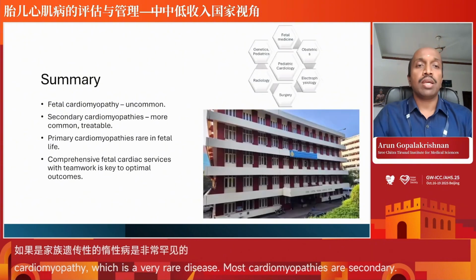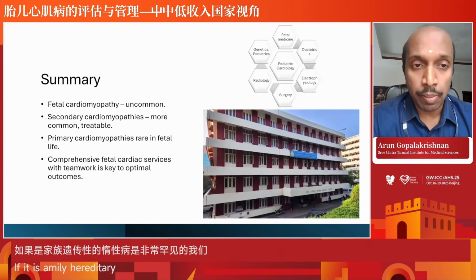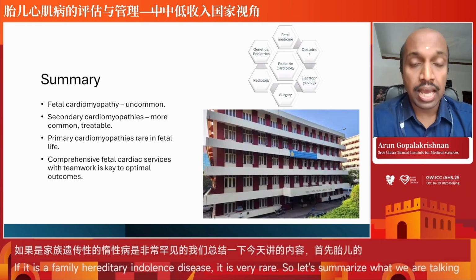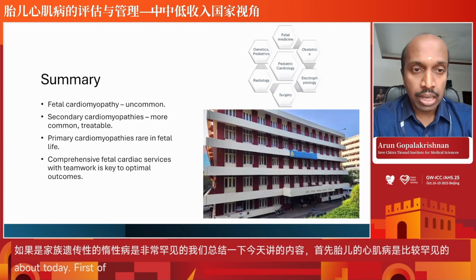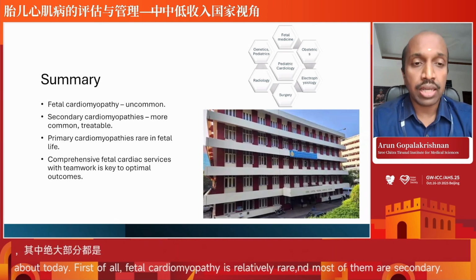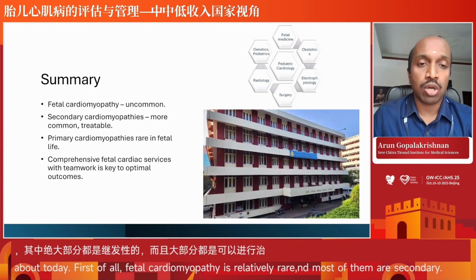So in summary, fetal cardiomyopathy is an uncommon diagnosis. Most of them are secondary cardiomyopathies, and many of them are treatable. Primary cardiomyopathies are rare in fetal life, and comprehensive fetal cardiac services with teamwork is key to optimal outcomes.